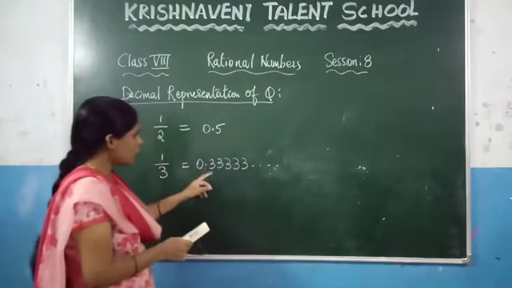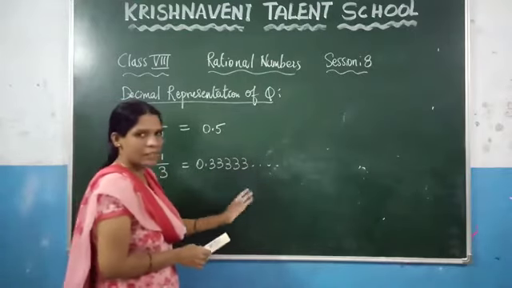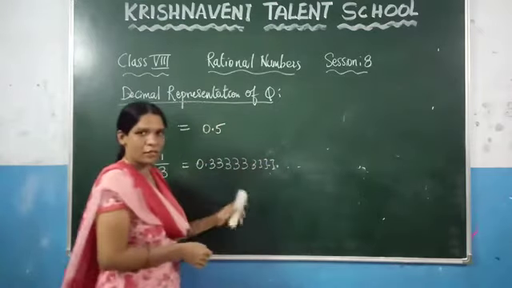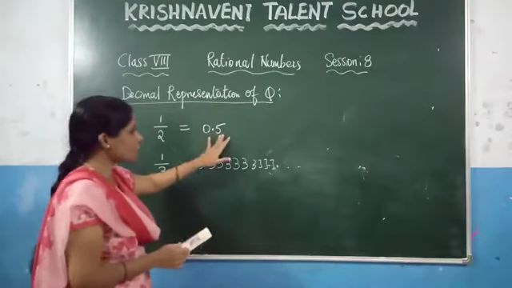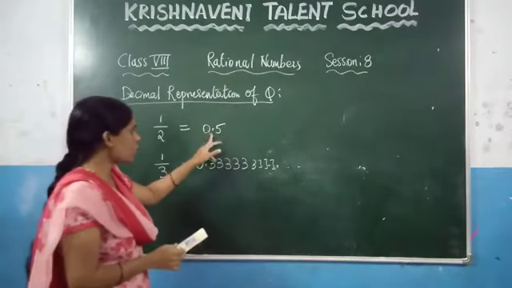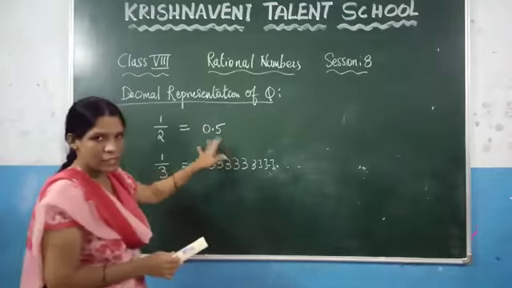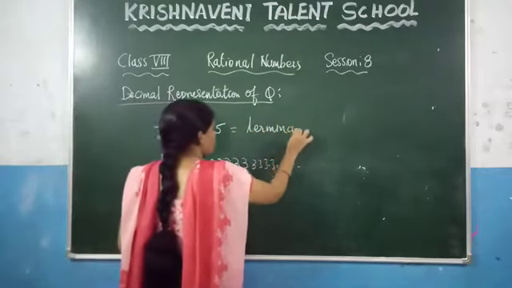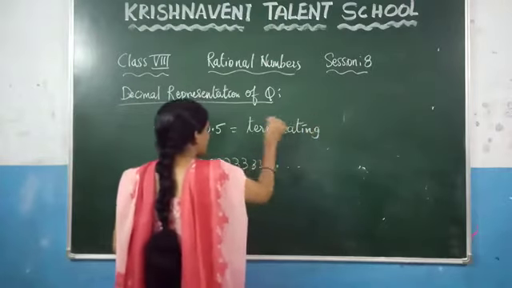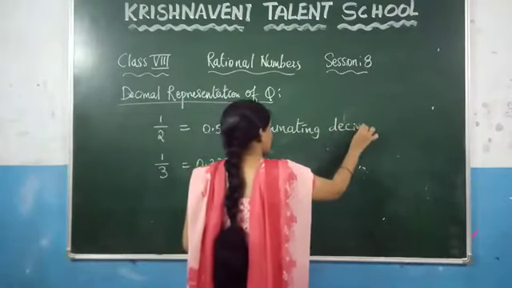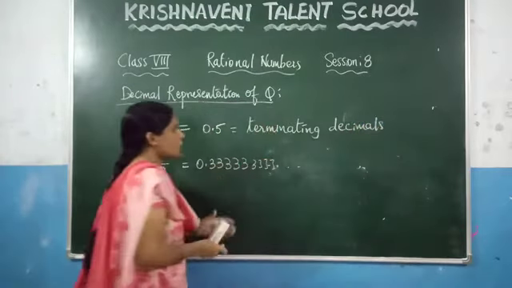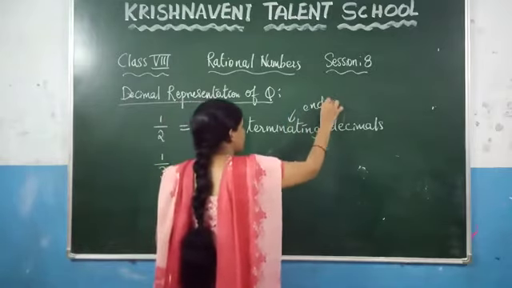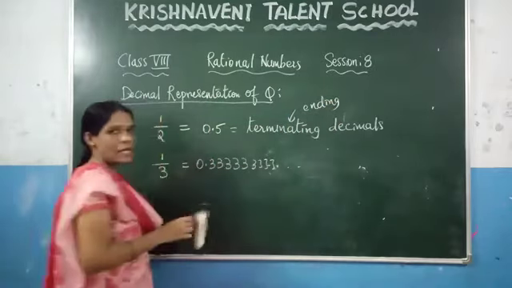Here you can observe that it keeps on going. It does not have any end. Here you can write it as 3, 3, 3, 3 and so on. It does not have any end. Where after the decimal point it has an end, we call those decimals terminating decimals. Here, the meaning of terminating is nothing but ending. That means after the decimal point, it has an end.